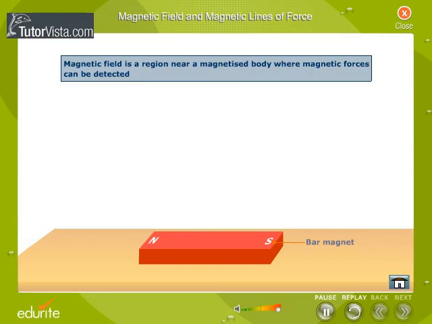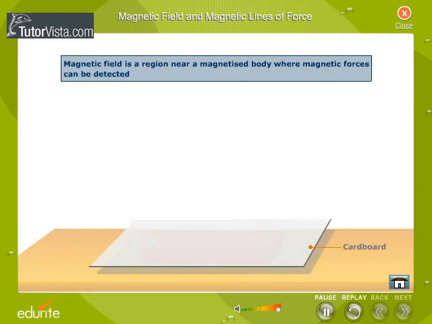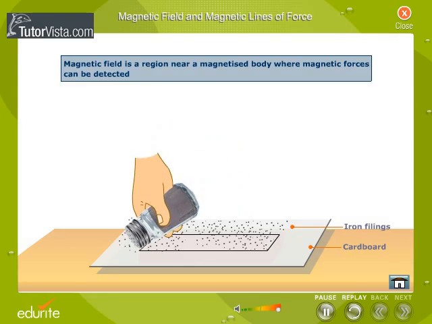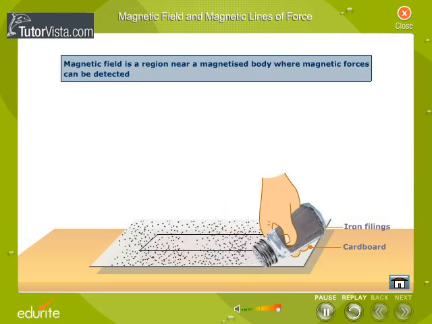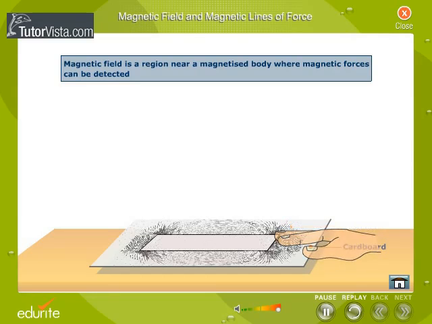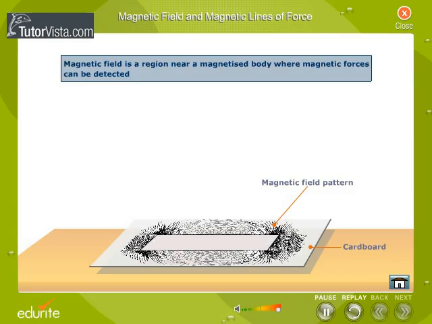Let us understand the concept of magnetic field with the help of an activity. Place a cardboard over a magnet. Sprinkle some iron filings on the cardboard. Tap the cardboard gently. We observe that the iron filings align themselves in definite patterns. These patterns indicate the magnetic field of the magnet. A magnetic field is represented graphically by lines of force.